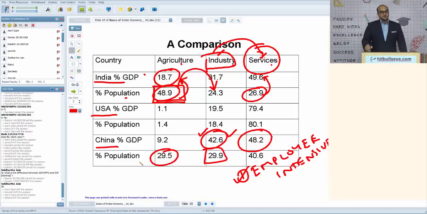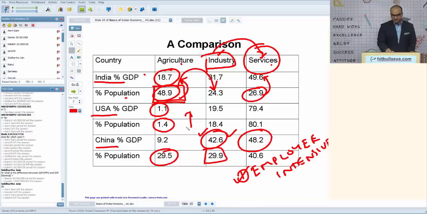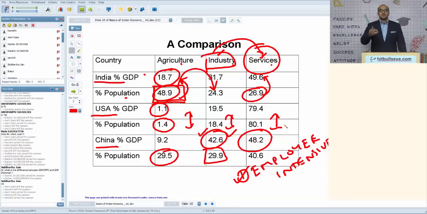Now USA, I've deliberately taken USA as a comparison because USA is a fully developed economy. So over here, if you observe these figures, these are almost equal. So the number of people employed in each sector is contributing almost equally to the economy as such, right?